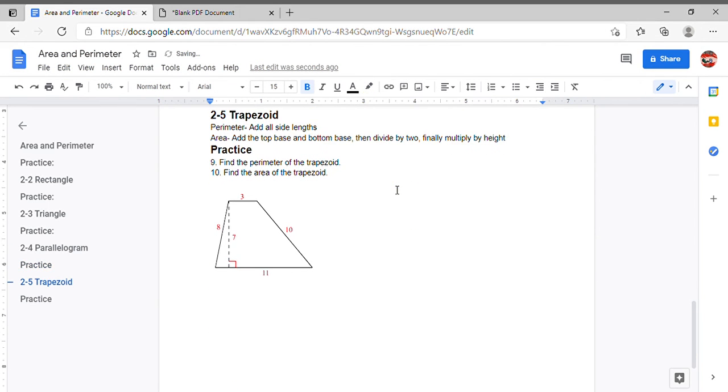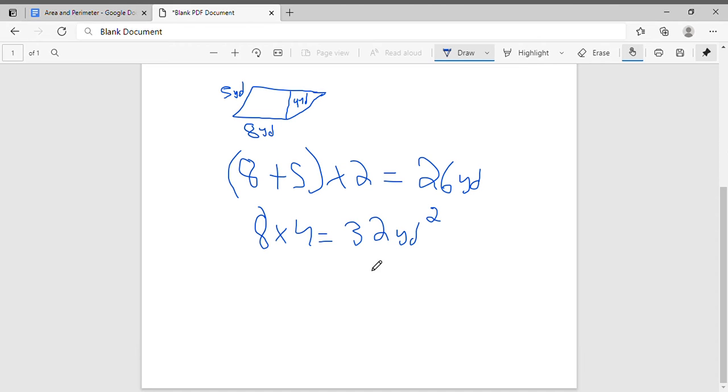And finally, the last thing we'll be going over in this video is a trapezoid. Perimeter, just add all the sides, and area, add the top base and bottom base, then divide by 2, finally multiply by height. So it's a lot of steps, and it's important to note this because this is the most complicated area out of anything we went over in this video. So let's do a practice problem.